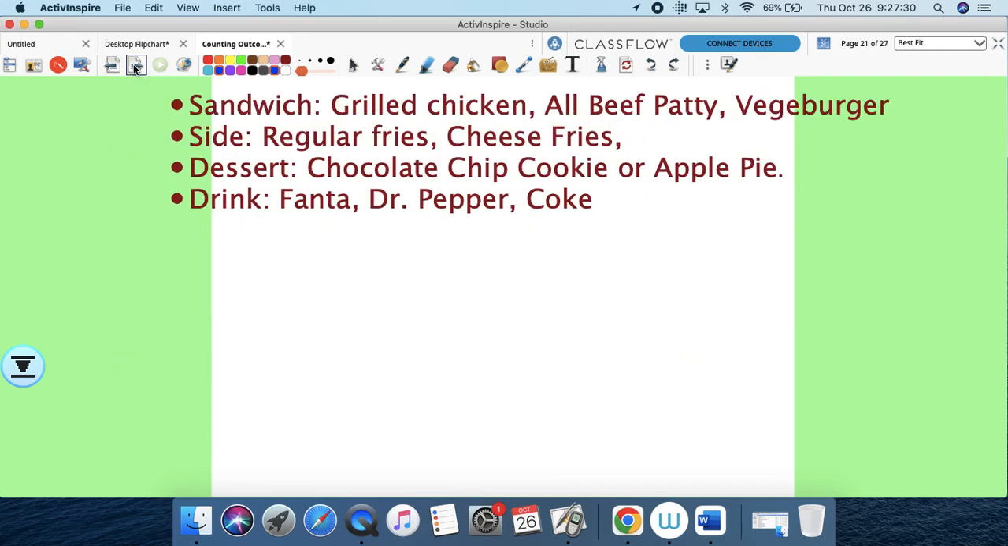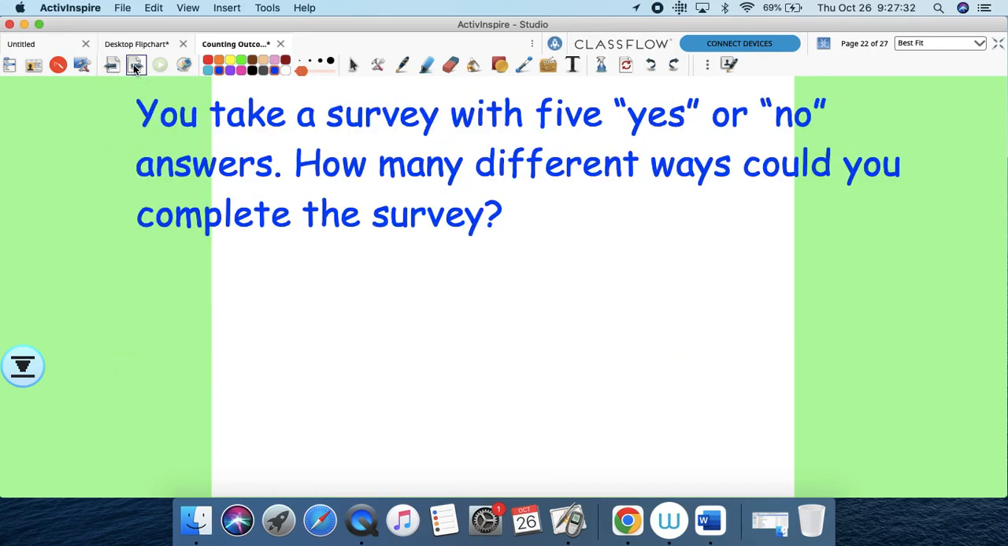We did this yesterday, so I'm going to skip. Now, I want you to copy these questions, right? Because here the question says, you take a survey with 5 yes or no answers. How many different ways can you complete the survey? So there's 5 questions in the survey. Question 1, question 2, question 3, question 4, question 5, right?